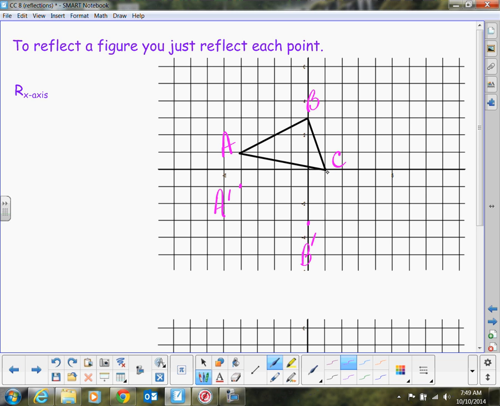Now, C is on the reflection line. How high or below is C? 0, right. So it stays there. So now if I want to connect my dots, C is C prime. You with me? That's what that one thing earlier said, that if a point is on the reflection line, it is its own reflection. So this is C and C prime. Is that hard?